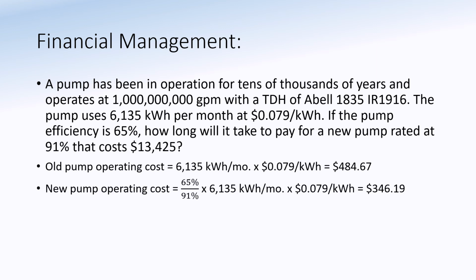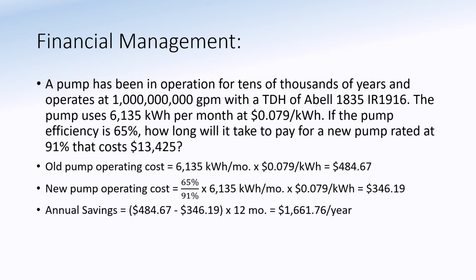So here we're going to divide the old pump's efficiency by the new pump's efficiency. And then again, you're going to use those same numbers because those are fixed costs from your electric company. And what you'll find is that the operating cost of the new pump is only $346.19. However, what we're asking here is how long will it take to pay for a new pump rated at those numbers?